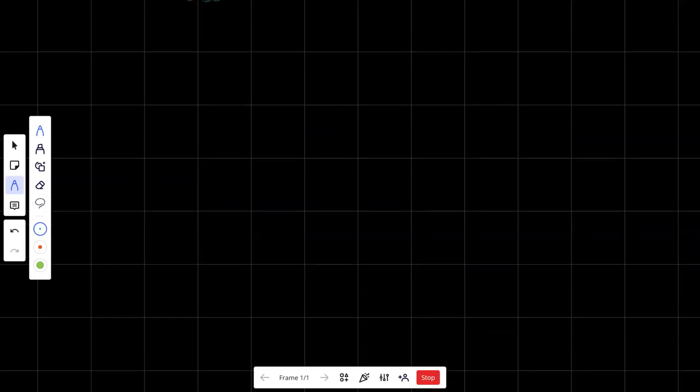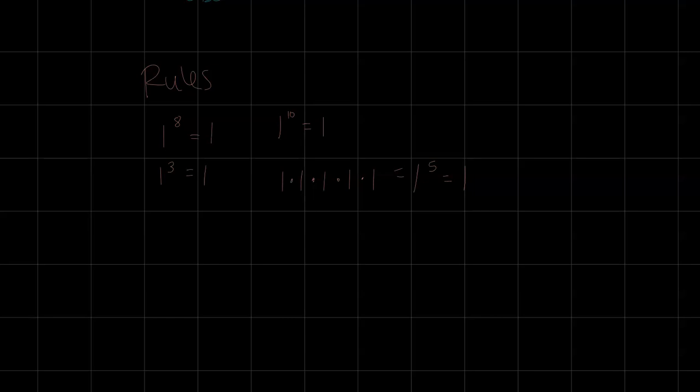All right, so let's talk about some rules that are pretty handy to know. 1 to any power. Let's say we have 1 to the 8th power. This is 1. How about 1 cubed? This is 1. How about 1 to the 10th? This is 1. So this is always going to be 1 times 1 times 1 times 1 times 1. That's 1 to the 5th, and it is 1. So 1 to any power is 1. That's a nice thing to keep in mind when we're going through this.